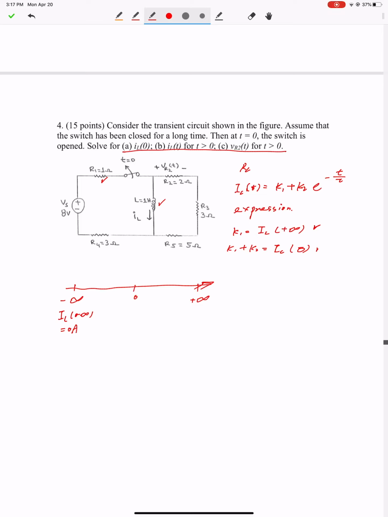And the next point is 0 minus, which is just before t equals 0. When time t equals 0 minus, the switch is still closed, which means the current can flow from Vs to the inductor. And since from minus infinity to 0 minus we have a long time to let the inductor be fully charged, the inductor should be a short circuit at this moment.